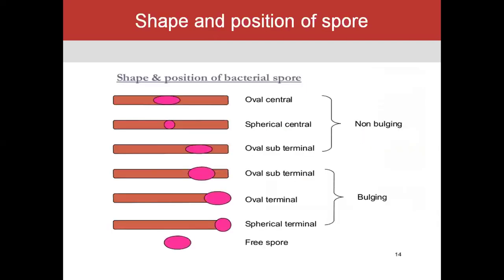Next, shape and position of spore. The spores may be central, subterminal, or terminal. The shape of the spores may be either oval or spherical. Regarding width, non-bulging spores have a diameter the same as or less than the width of the bacteria, so they do not come out of the bacterial body. Bulging spores are wider than the bacteria. Here in this slide we can see spores.